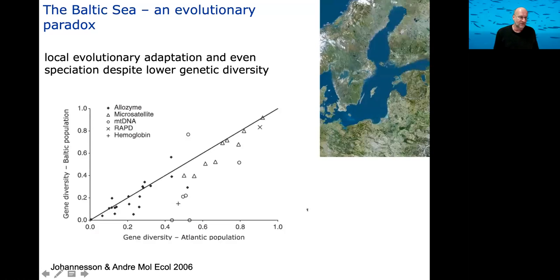So that means that already in a synthesis that Kerstin Johannesson and Carl André published in 2006 in Molecular Ecology, if you compare all the species where you have sister populations in the North Sea, North Atlantic versus the Baltic Sea, you do see that this pairwise comparison of genetic diversity at molecular markers is almost always tilting towards the Atlantic population that shows a higher diversity, which is predicted. So we know that we have less genetic diversity for adaptation to work on in populations of the Baltic Sea.